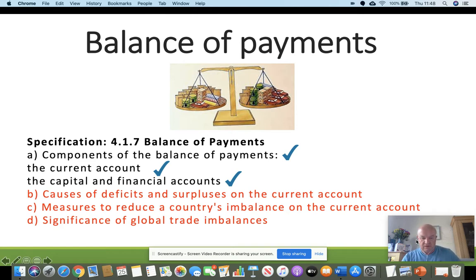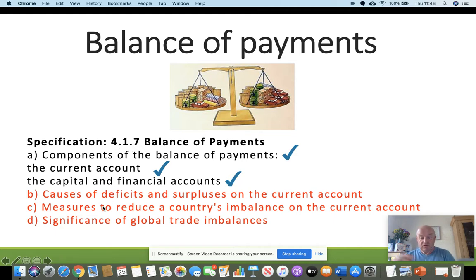Okay, so the last section that we need to cover in the booklet, starting with essentially the bits that you can see in red. We covered the components of the balance of payments and the current account and the capital and financial accounts, and explained what those are in previous narrated PowerPoints. So we're going to look at B, C and D, which are all part of the 4.1.7 specification.